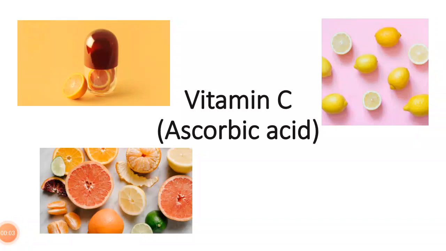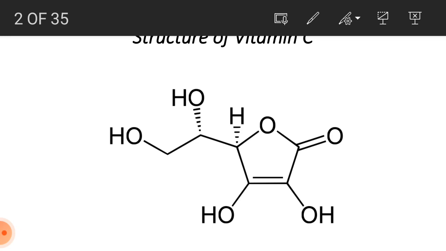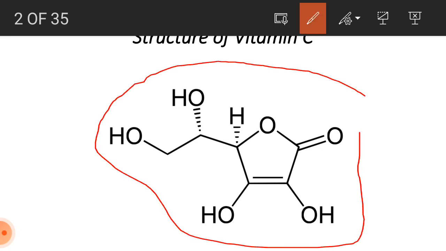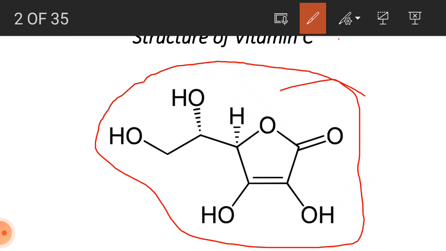So from today onwards, let us start with the session on water-soluble vitamins, and the first one being vitamin C, also called the ascorbic acid. So let's move on to see what is the actual structure of vitamin C or the ascorbic acid. This is the basic structure of vitamin C or ascorbic acid. This is how an ascorbic acid looks structurally.